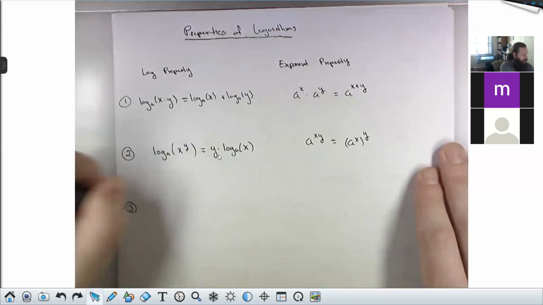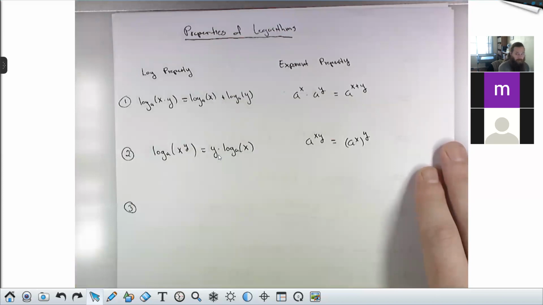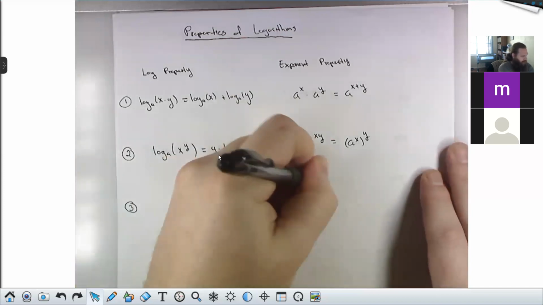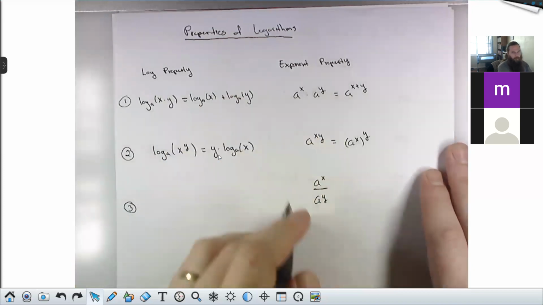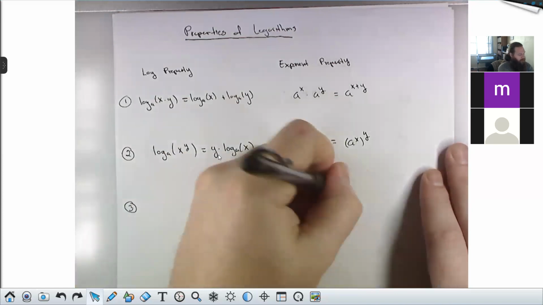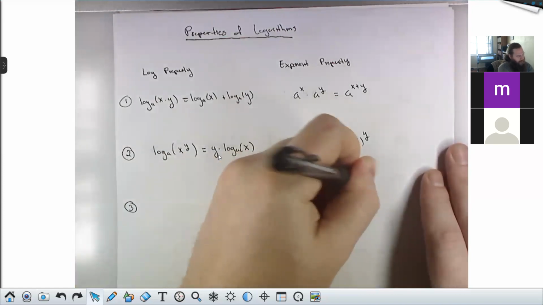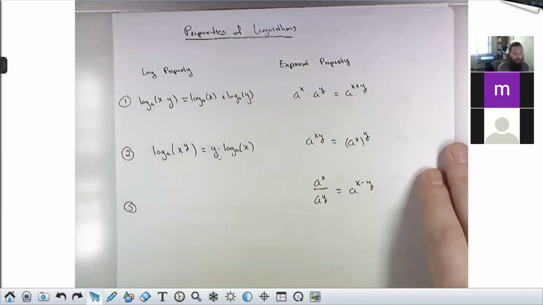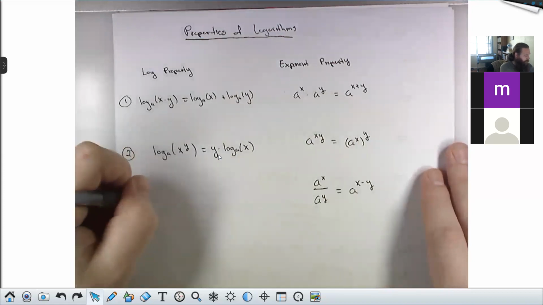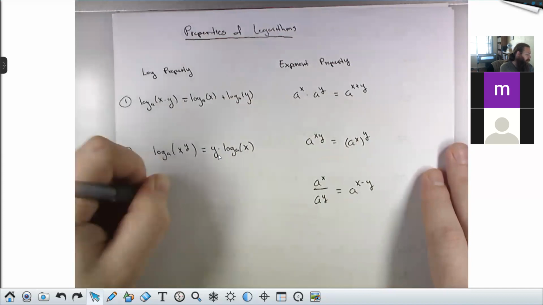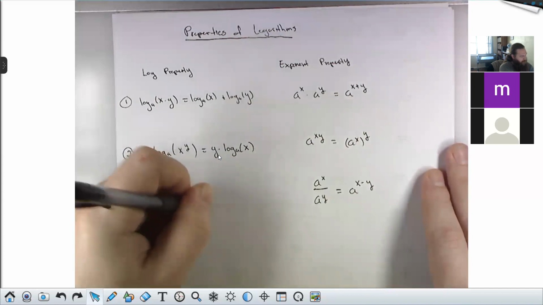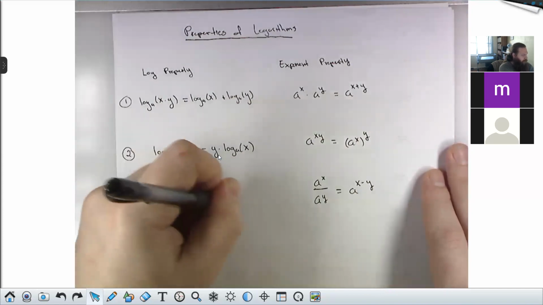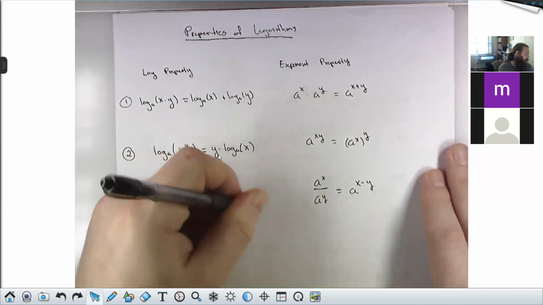The last one of these has to do with division. So if you have something like a to the x divided by a to the y, like bases being divided, that's the same as a to the x minus y. And in terms of logarithms, we say that the base a log of x over y is the same as the base a log of x minus the base a log of y.